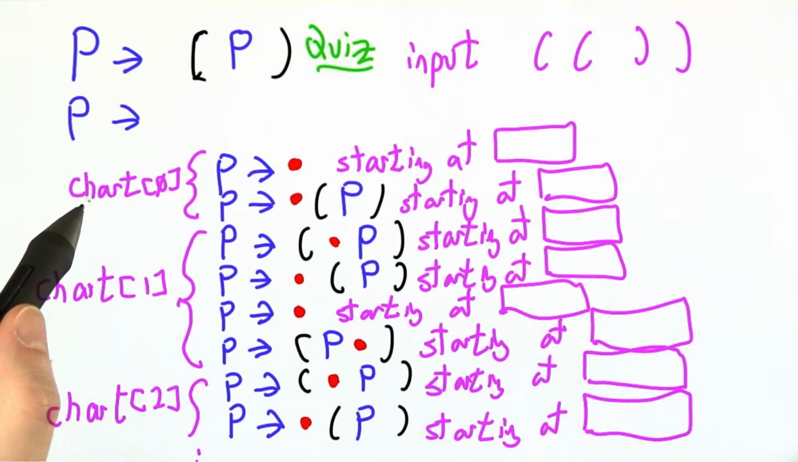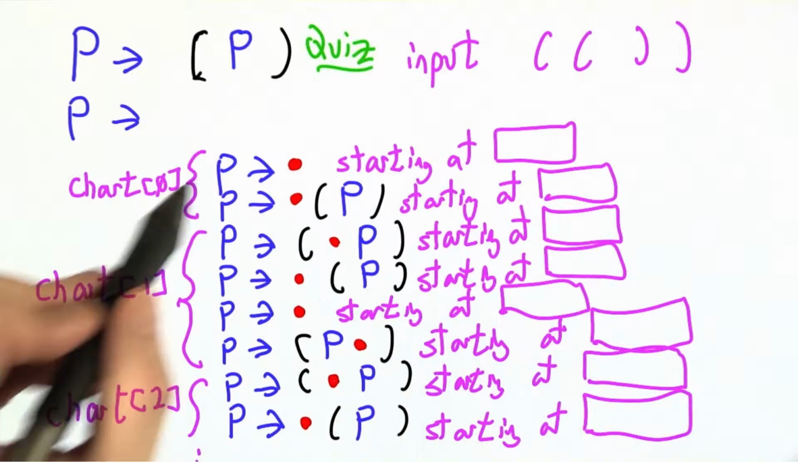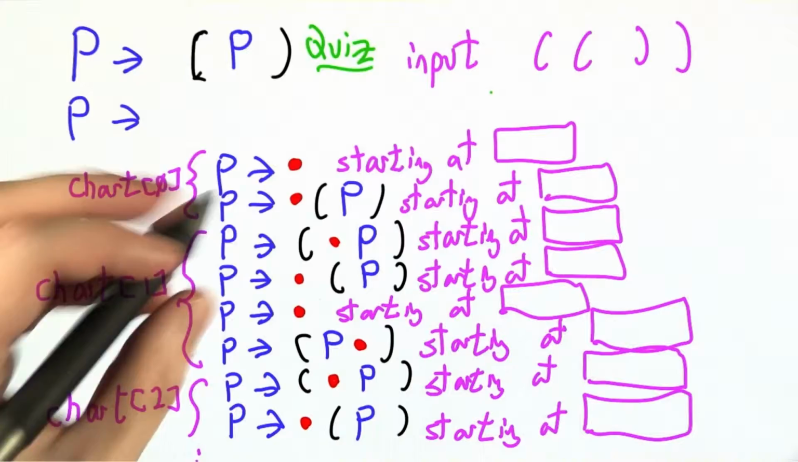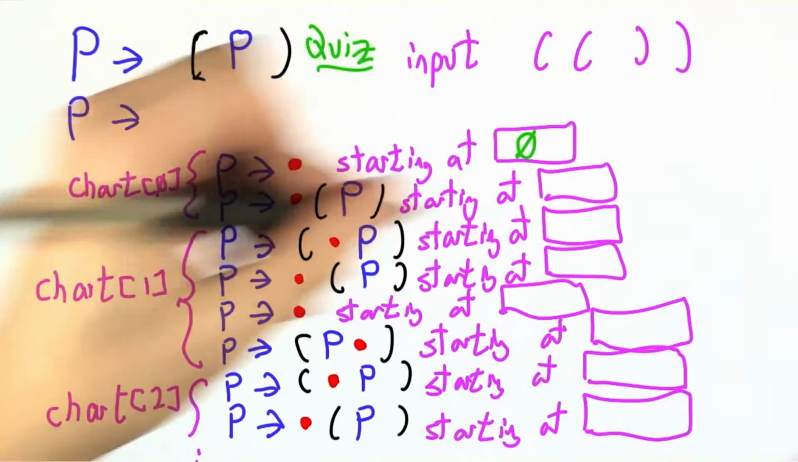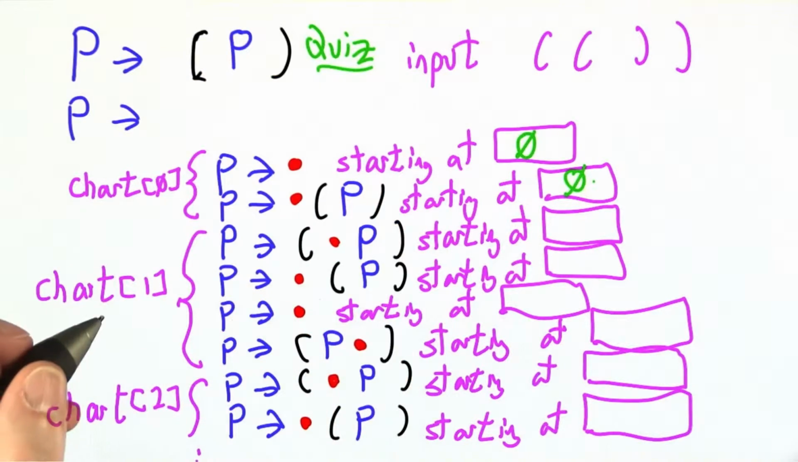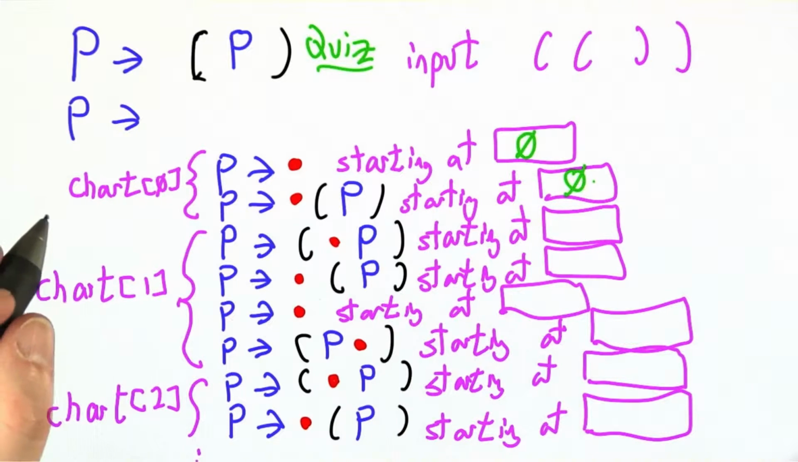Well, let's go try it out together. When we're in chart state 0, when we haven't seen any of the input yet, we started in position 0. There's no hidden input we're missing. There's no processing that we've already done.